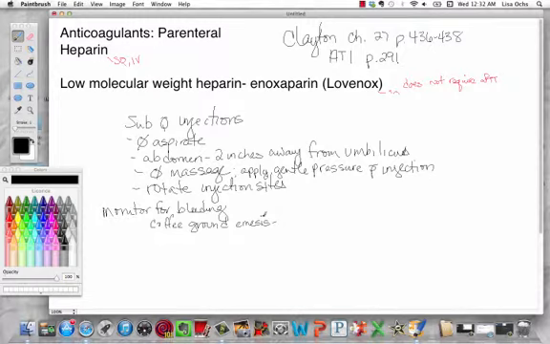Instruct your patients to avoid NSAIDs, aspirin, and anything that contains aspirin. There are certain combination medicines, for example Excedrin Migraine contains aspirin, so just be careful and make sure they know what medicines they're taking. Okay, so lots of patient education with heparin and Lovenox.